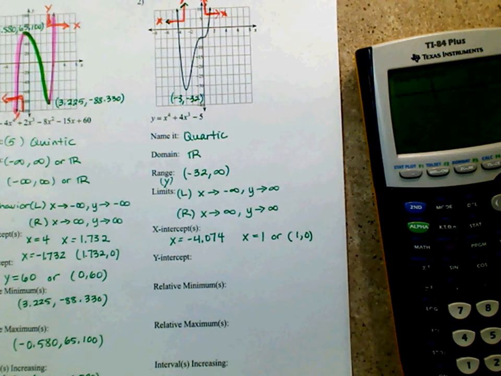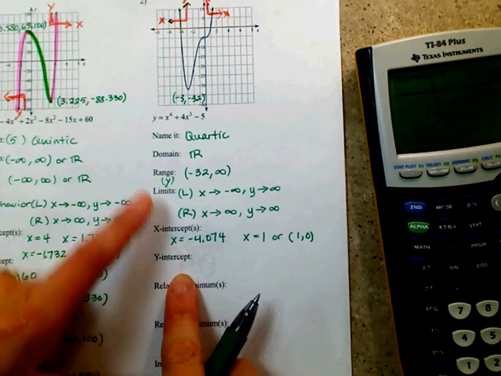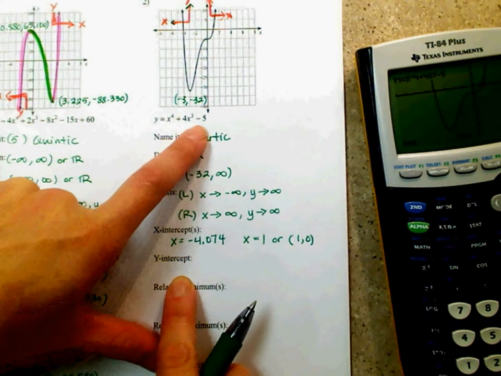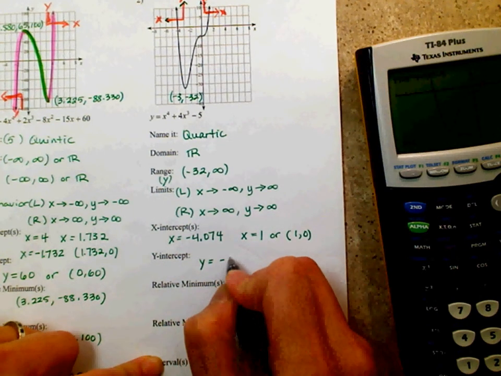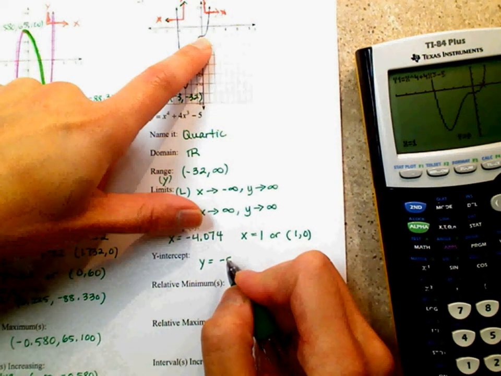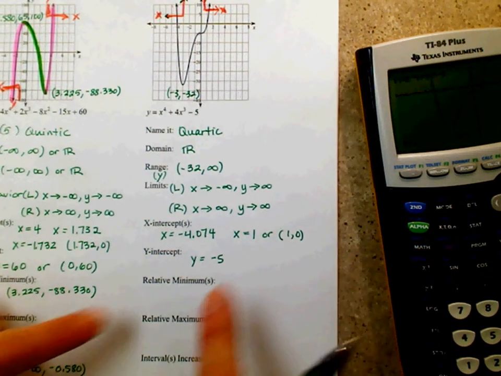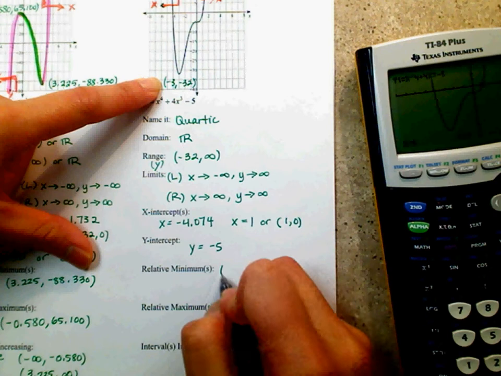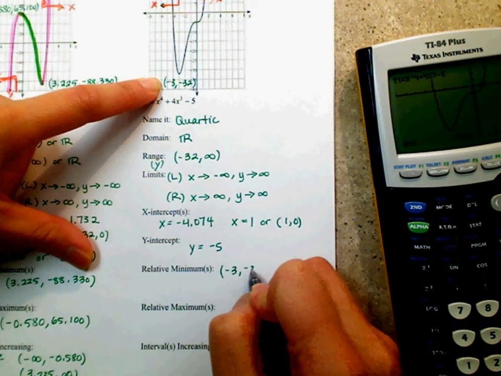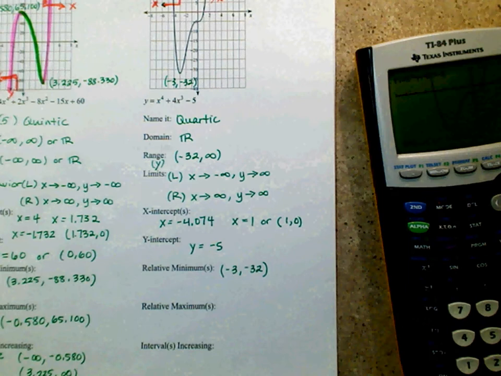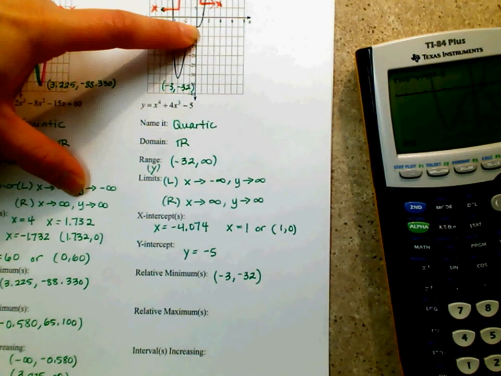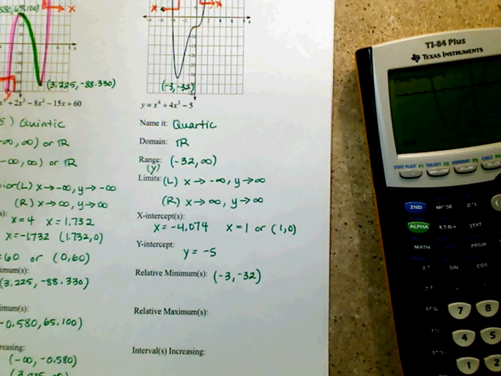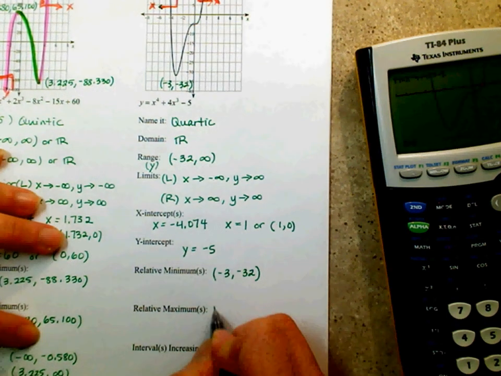Y-intercept. Look at your information up here. Which one is the only constant? Negative 5. So y is crossing at negative 5. See that right there? It's crossing at negative 5. Relative minimum. Hey, we already found it. It is at negative 3, negative 32. Okay? It says relative maximum. Well, there's really not a relative maximum. See how there's a little wave right there? So it's really not a maximum or a minimum. So you can just write none, okay? Because there's not really one.